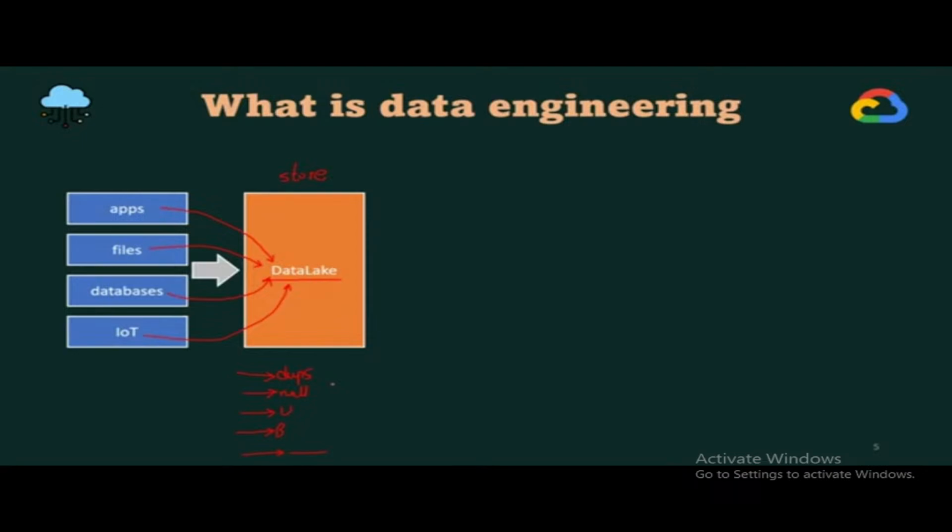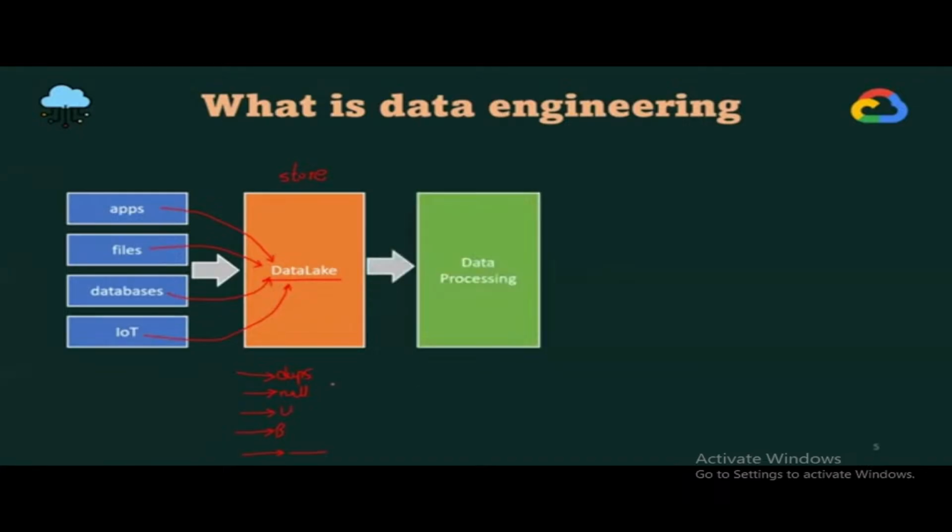If you want to analyze the data, what do you need to do? You need to properly clean the data, properly transform the data, or add some kind of value to your data. That is the reason we go for data processing. In data processing, we properly clean the data so that the data is ready for the analysis.